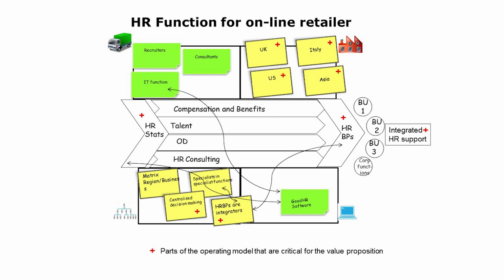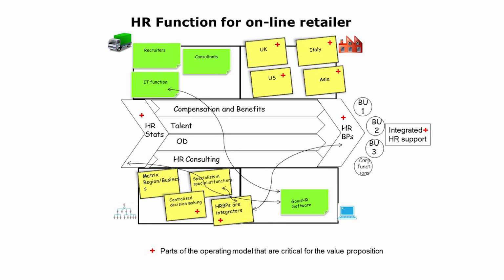The next example is an example of a human resources function within an online retailer. And this retailer has 3 business units. And what it's trying to do is to deliver integrated HR services to those business units and to the corporate functions that support those business units. And it does this by having business partners, HR business partners, who integrate the services of HR for the benefit of those business units. And the different services are compensation and benefits, talent management, development, organization development, and HR consulting.